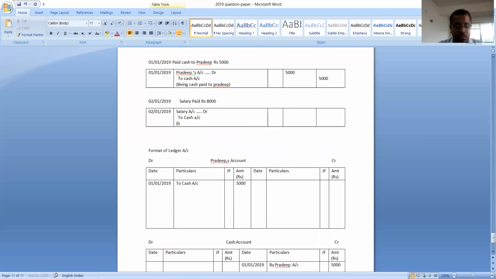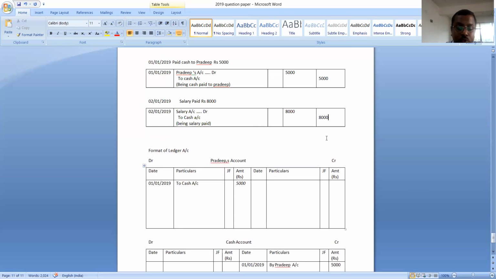Understood? What is the narration? The narration is "Being salary paid". The ledger folio column is nil. The debit column is rupees 8,000. The credit column is rupees 8,000. Understood? So like this, we need to pass the journal entry in the mind itself. No need to write it at the time of examination. Now let us post this journal entry to the ledger account.